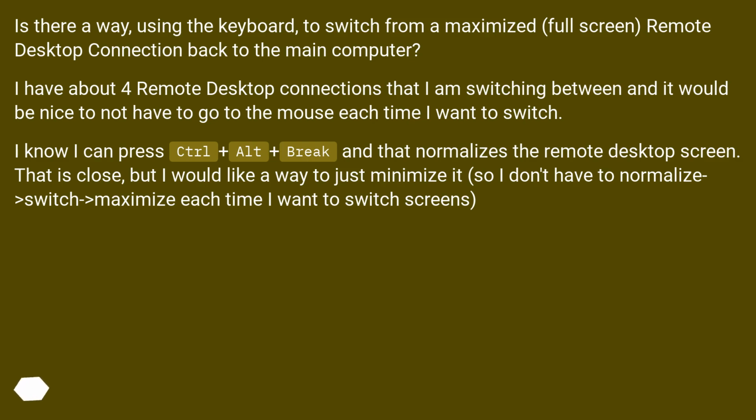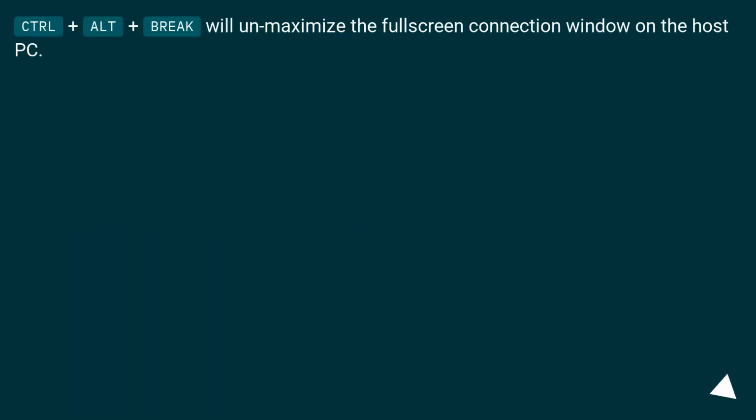I know I can press Ctrl plus Alt plus break and that normalizes the remote desktop screen. That is close, but I would like a way to just minimize it, so I don't have to normalize, switch, maximize each time I want to switch screens. Ctrl plus Alt plus break will unmaximize the full screen connection window on the host PC.